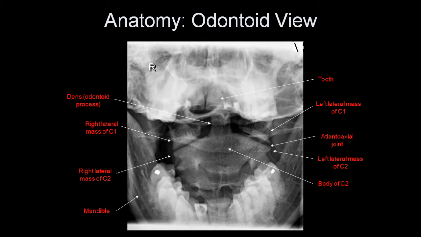On the odontoid view, you can see the teeth. You can also see the odontoid process very well. You can see the lateral masses of C1 and C2. As well, you can see the mandible, and you can see the body of the C2. You can also see the atlantoaxial joints. The atlantoaxial joint is also called the C1-C2 joints. C1 is also called the atlas, and C2 is also called the axis.